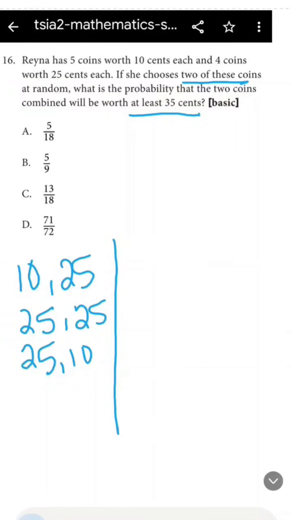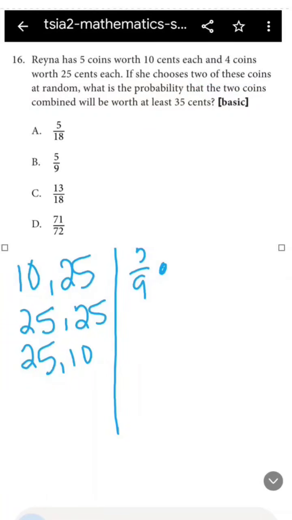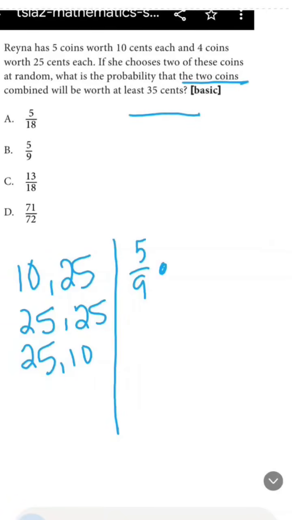If I wanted to go this route, I would have to find the probability of each chance and then add them all together. Let's go ahead and do that. 10 out of, let me see, 10, I have, so that would be 5 over 9, and I want them both to happen, so that's going to be multiplication. 4 out of 8, because I'm not putting them back into the bag, which would give me 20 over 72.